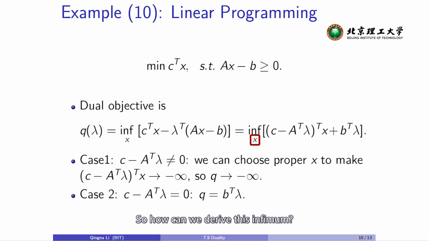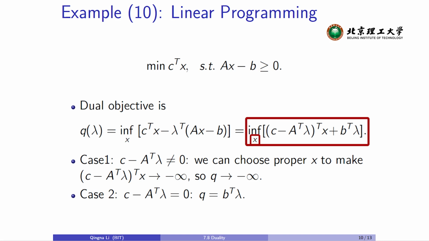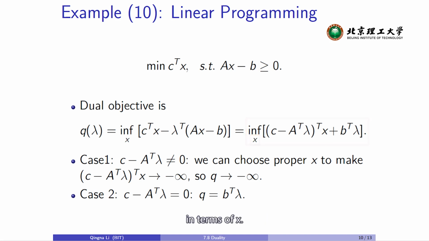So how can we derive this infimum? Because we are trying to minimize it with respect to x, so we reformulate this function in terms of x. Okay, so we write it as a linear function about x. Therefore, the linear term of x will be this part, and the constant term will be b transpose lambda. So for a linear function, we got a coefficient like this. Okay, so if we try to take infimum in the whole space, think about this, how we can get the infimum.